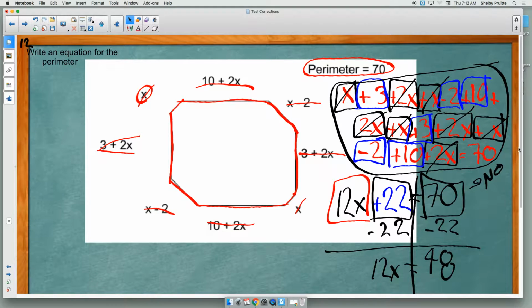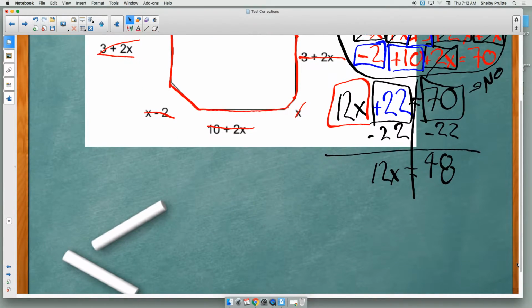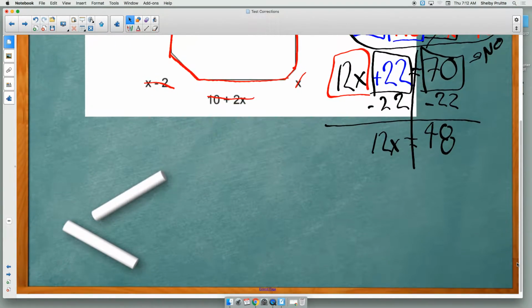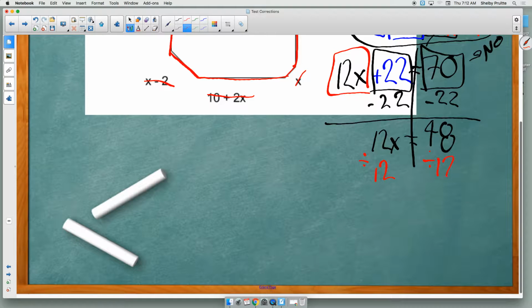At this point, it turns into a one-step equation, and I have 12 being multiplied with x. If something is being multiplied together and I want to break it down, I need to divide on both sides. I'm always dividing by the number that's touching the variable because I know that will cancel to 1. So I have x equals 48 divided by 12, which gives me 4.